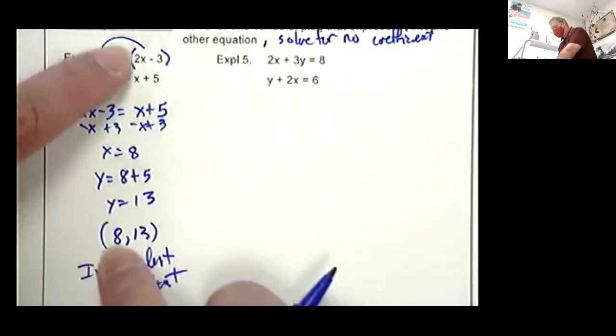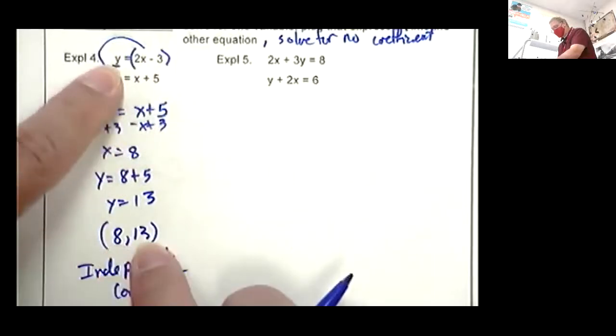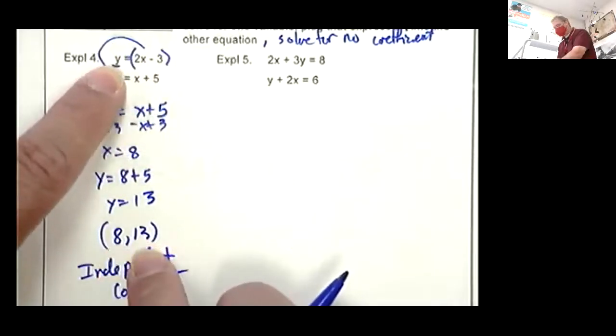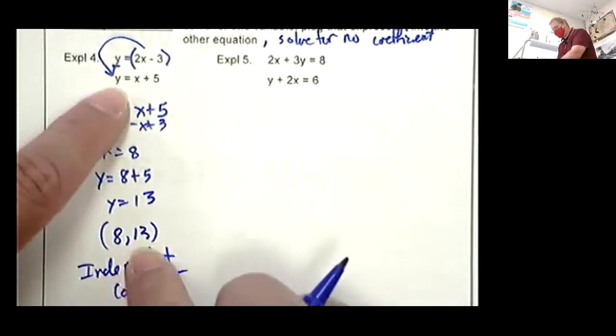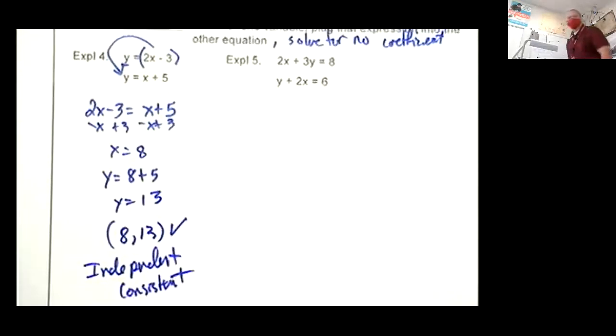So if I take 2 times 8, I get 16, minus 3, that's 13, and that's our y value. So it still checks. Same thing on the second equation. 13, does that equal 8 plus 5? It sure does. So again, we can plug that ordered pair back in to make sure we have the right equation.